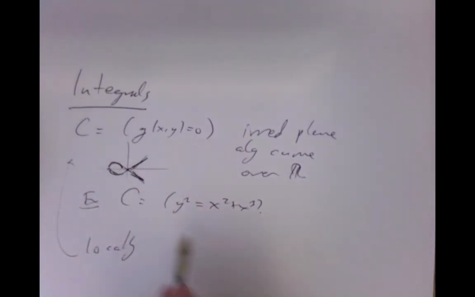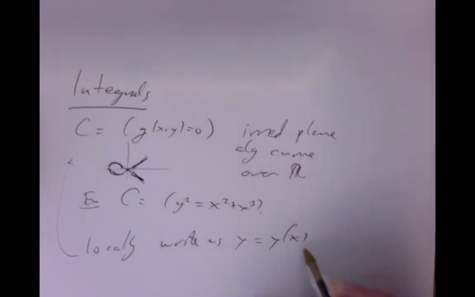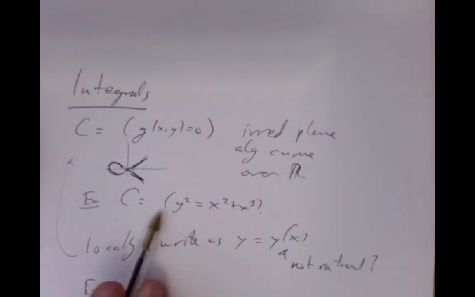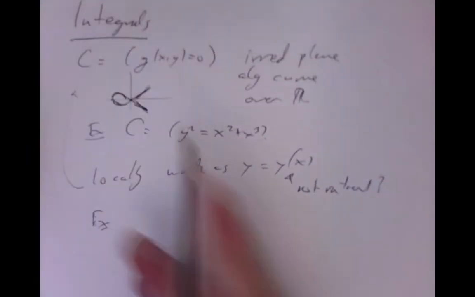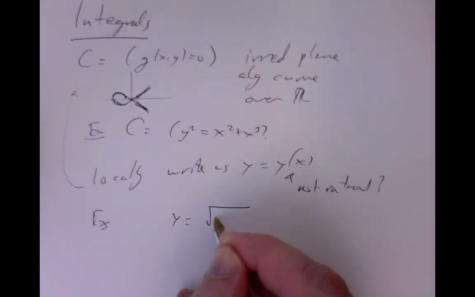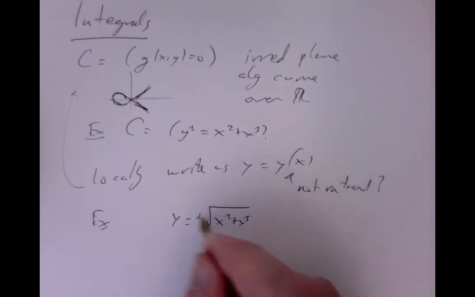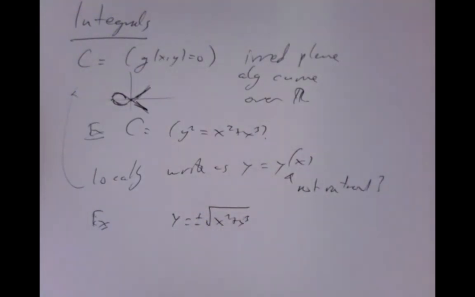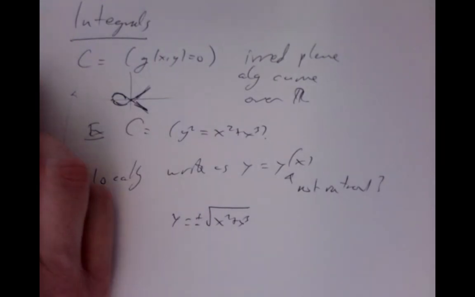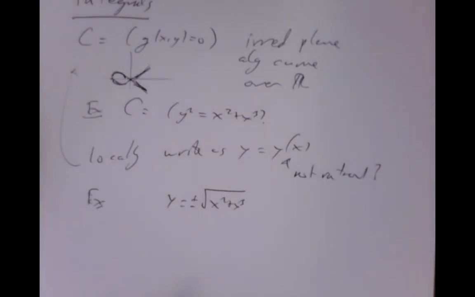But otherwise, near most points of the curve, typically you can write it locally as y is some y of x. Maybe this is no longer rational. It might not be rational. And in our example here, that's exactly the case. You get y equals plus or minus the square root of x squared plus x cubed. And it certainly involves a square root, and there's no getting around it, so it isn't actually going to be a rational function.